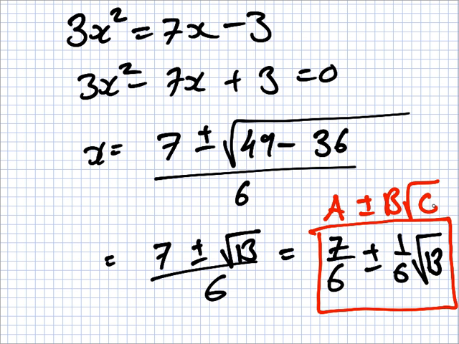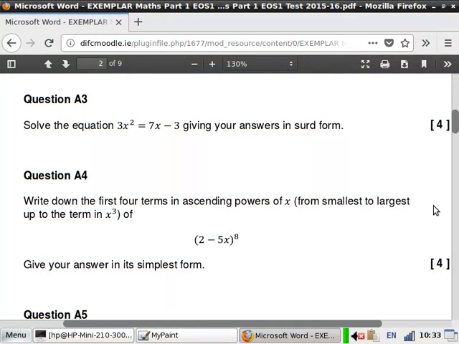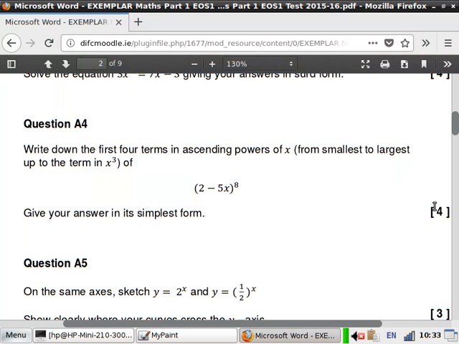Okay. Continue. So the next one now starting to get a little bit harder. Write down the first 4 terms in ascending powers of x for this expansion. Notice it doesn't specify a method, so Pascal's triangle might be a little hard here because the power is 8, so we can use our calculator. Okay, so this one is 4 minutes. Okay, go.